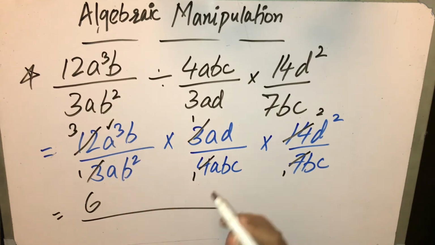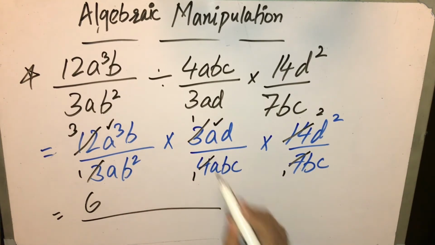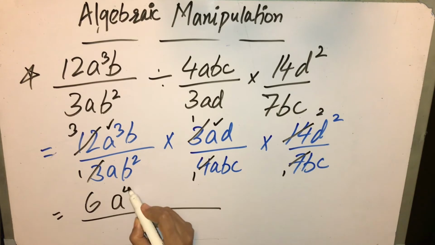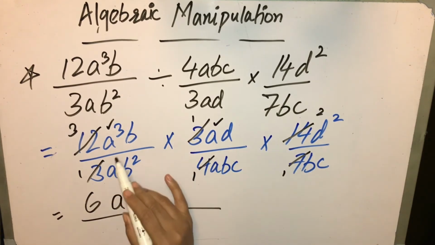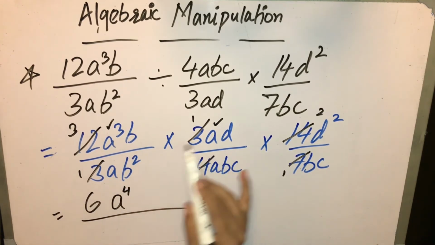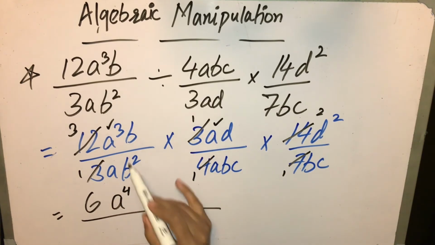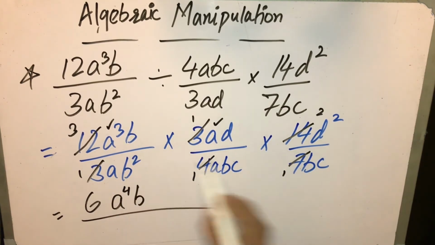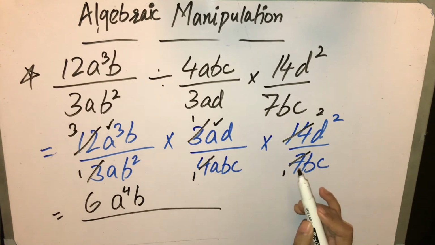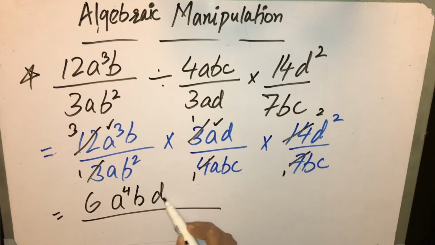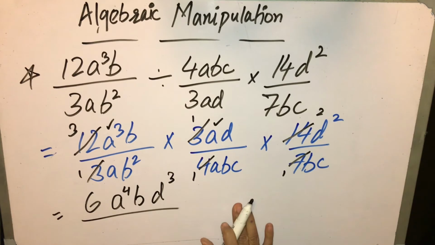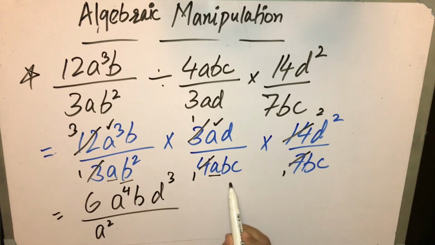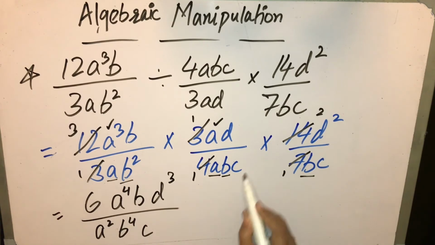There are 3 a's here, a^3 plus a^1, a^4. Both a's are in the numerator, so we have to add the powers as the base is the same. There is only a single b in the numerator. There is no c in the numerator. There are a total of 3 d's in the numerator. And when we go to the denominator, 1a and 1a, a^2, 2 b's and 1 b, 3 and 1, 4, b^4 and c^2.